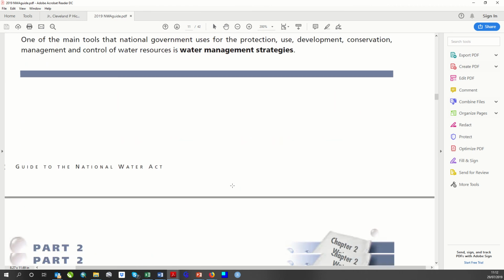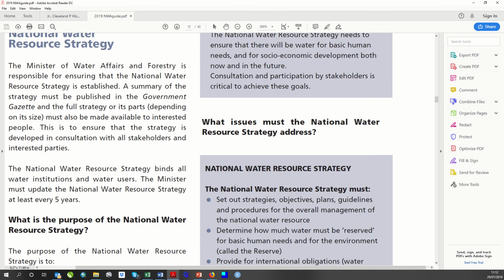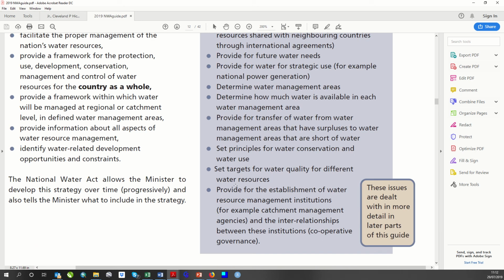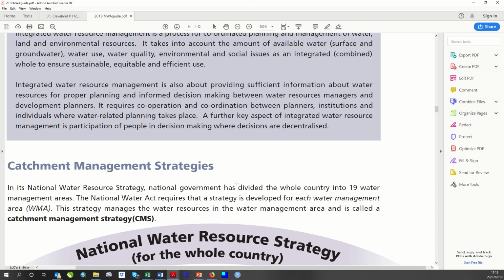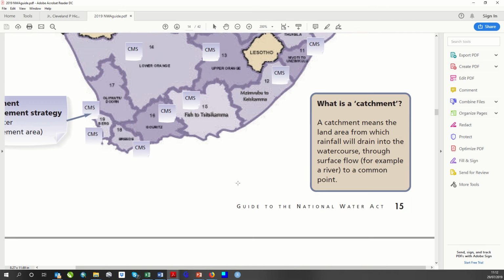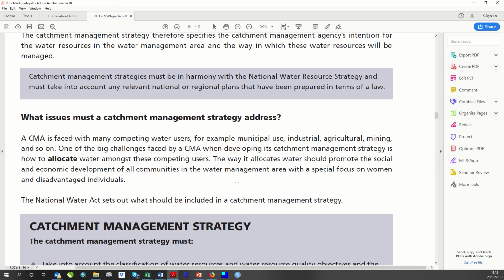I just want to get to one more thing here. Okay, we're going to spend more time here, so don't worry about me going past it. Okay, those are the 19 areas.